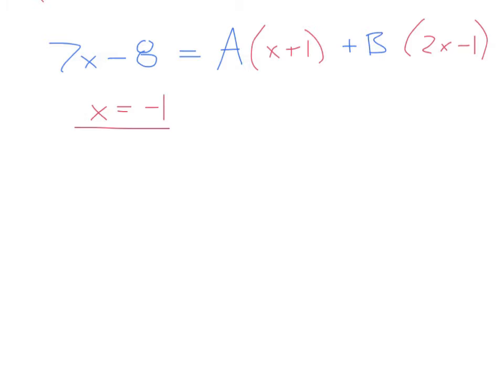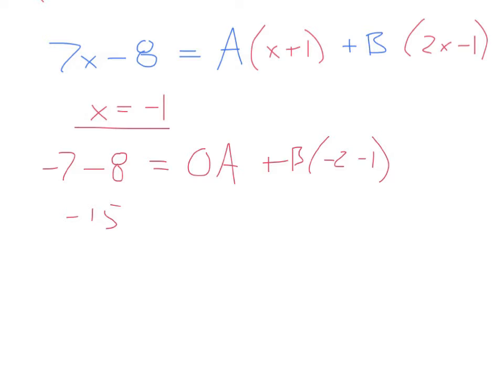When I plug in -1 for all of the x's, I get -7 minus 8 equals 0a, haha, plus b times -2 minus 1, so -15 equals -3b. That means b is 5. Okay, fantastic. I figured out what b was.